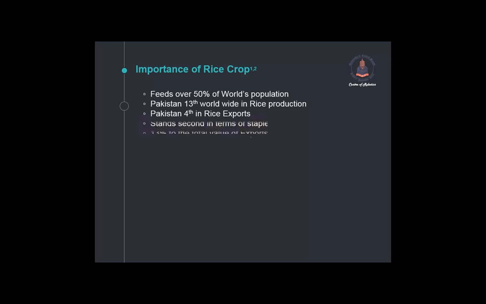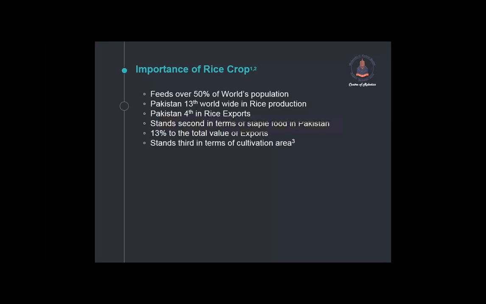It stands second in terms of staple food in Pakistan, as I've already mentioned. Wheat is the first food crop in Pakistan, and rice is the second one. It adds 13% to the total value of exports from Pakistan. The rice from Pakistan is popular, and it adds 30%, and it stands third in terms of cultivation area in Pakistan.